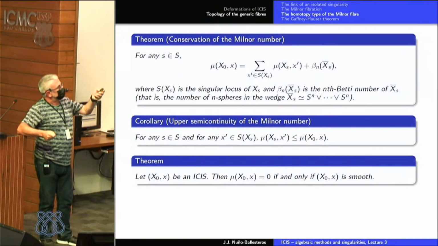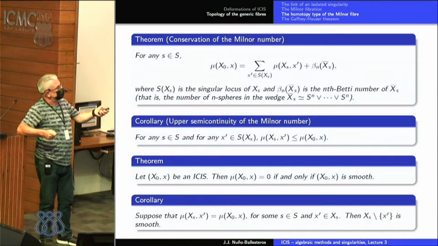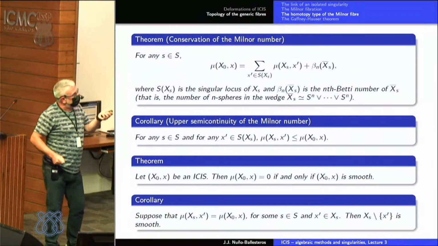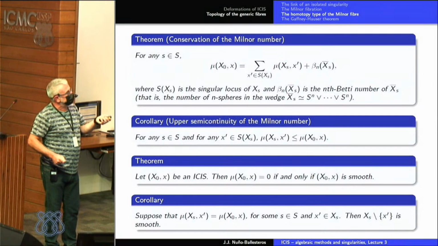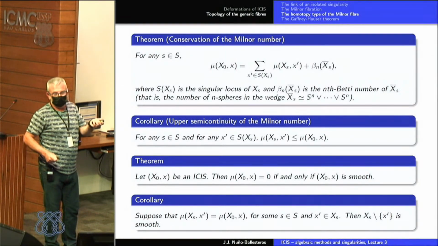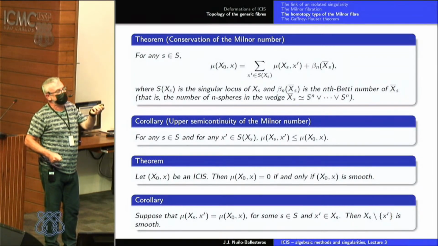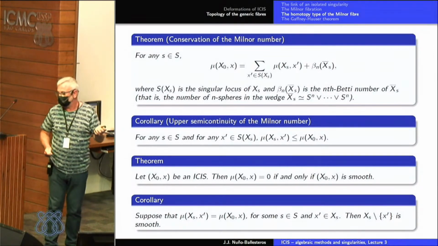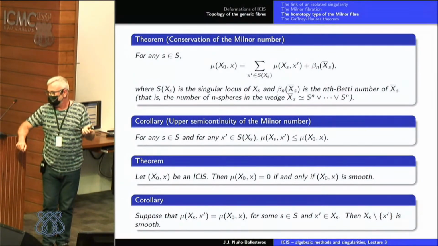And then as a consequence of the conservation of the Milnor number and of this theorem, you have this corollary: if at some point you have the equality of the Milnor numbers, if you have some s and some x prime such that you have equality, then this is the only singular point. Because of the formula, all the other Milnor numbers will be 0, and because of the theorem, if the Milnor number is 0, then the ICIS is smooth, so you don't have a singular point. Okay.